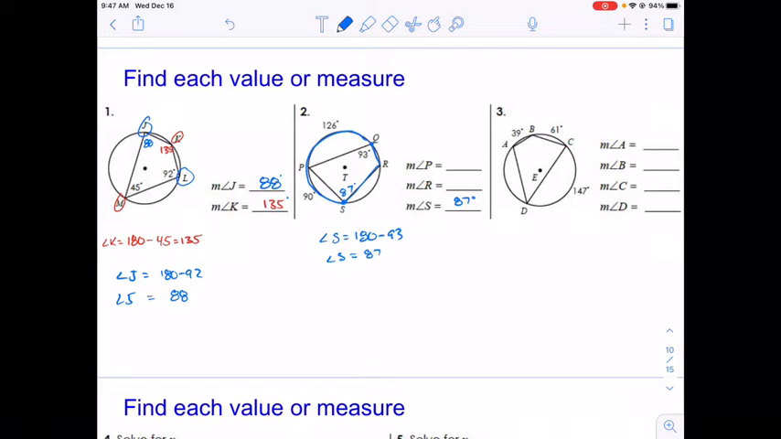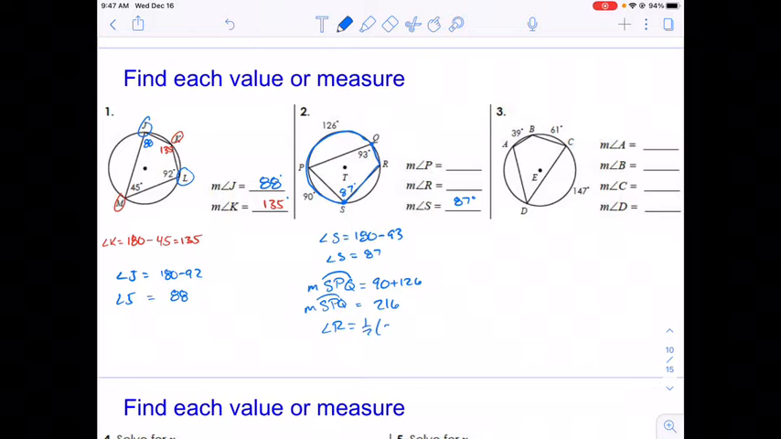So the measure of arc SPQ here is going to be 90 plus 126. When you add these together, that's going to give us 216. That's the measure of our SPQ. So all the way around there is going to be 216. And R is going to be half of that value. So angle R is equal to half of 216. As we divide that, it's going to give us 108. So angle R is 108.